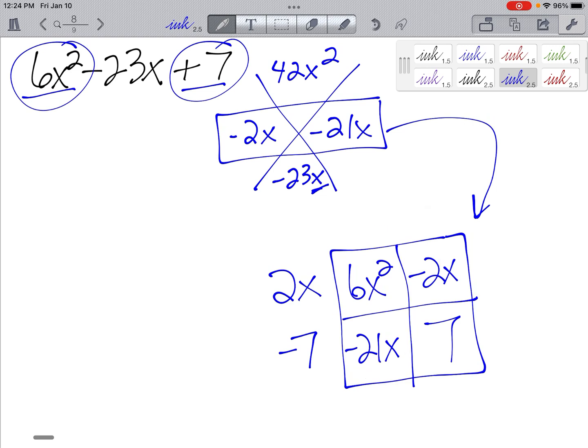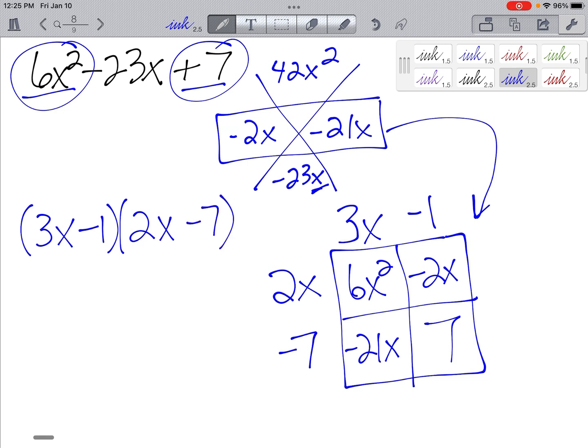So now we're going to look at our first column here. The 6x squared and the negative 21x, both of those are divisible by 3, and we can take out one common x. And then you could stop to double check that you did it right if you're not sure. 3x times 2x is 6x squared. 3x times negative 7 is negative 21x. So now we're going to go to our second column, and negative 2 and 7 only have a 1 in common. And since our first box is negative, it's going to be a negative 1. So now we know 3x minus 1 in parentheses and 2x minus 7 in parentheses is our solution.